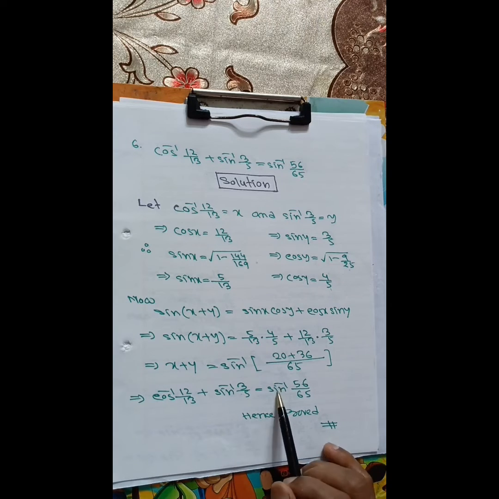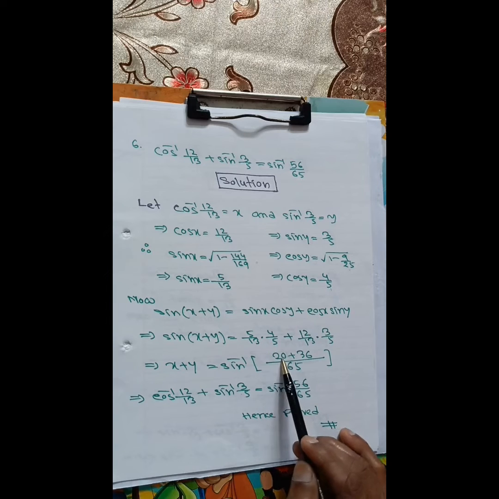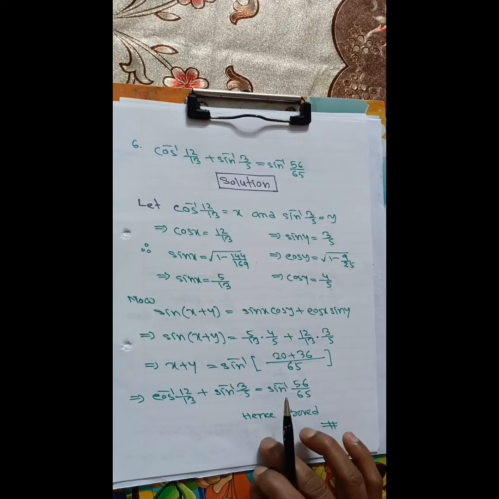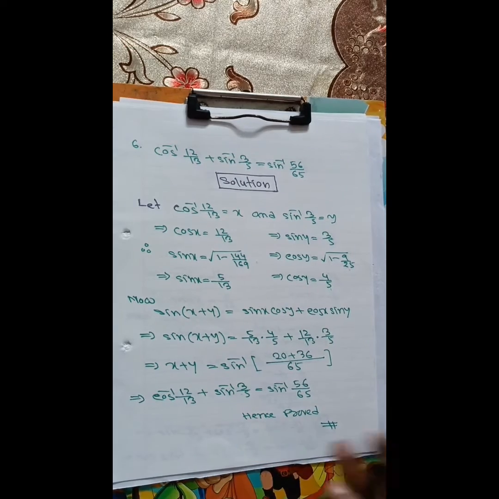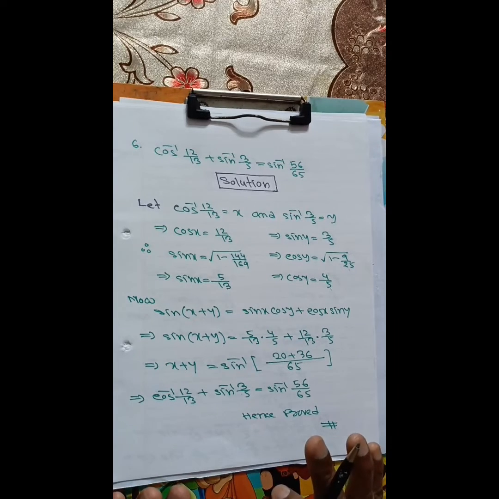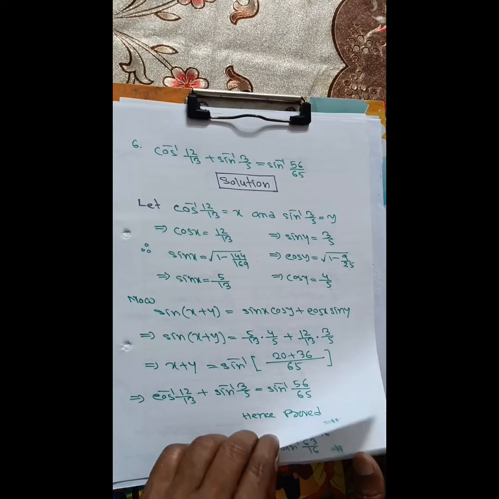This implies sin inverse. After calculation, we get 20 plus 36 is equal to 56/65. That is the right hand side. Okay, very simple. Is there any difficulty? Please write in the comment. I will explain again if required.